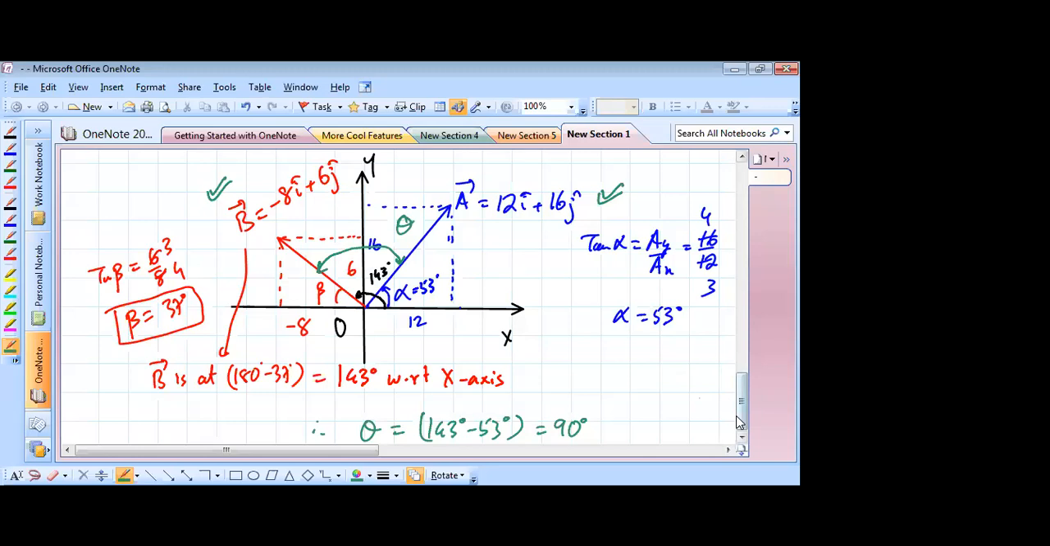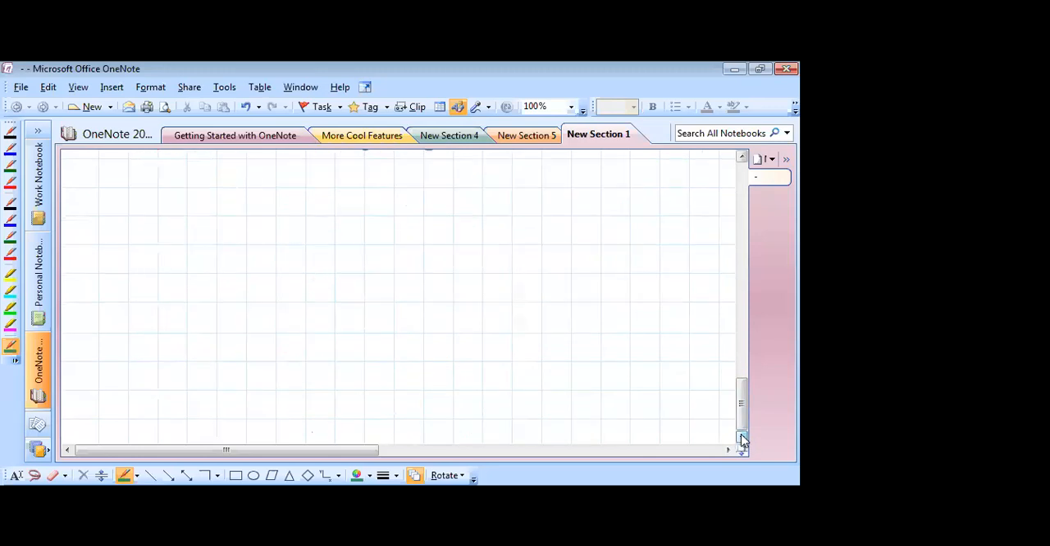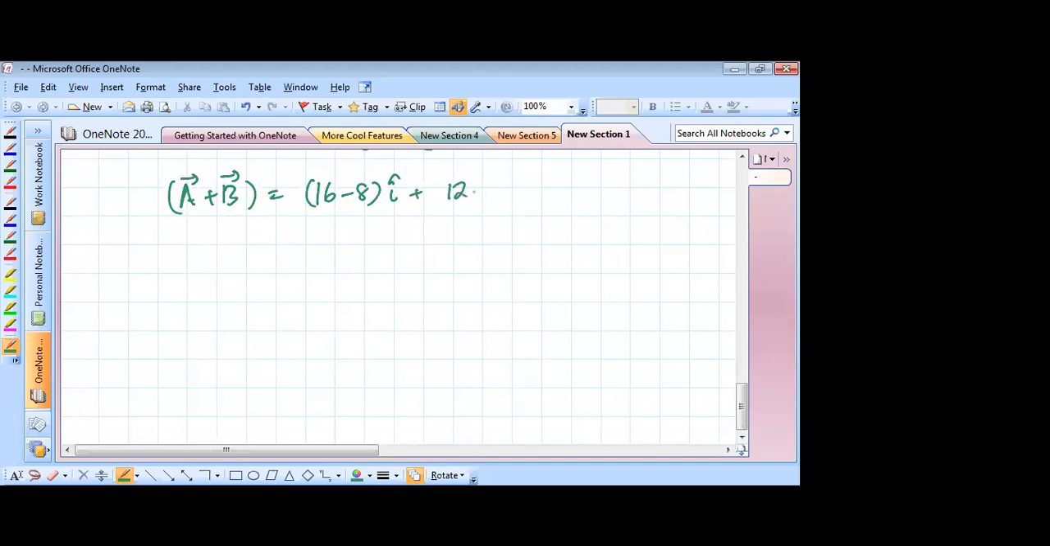So you can always do that also. So what you people are saying is that you first find out A plus B over here. So that in this case will become 16 minus 8 I cap plus 12 plus 6 J cap. So that becomes 8 I cap plus 18 J cap, correct? Then you find mod of A plus B.